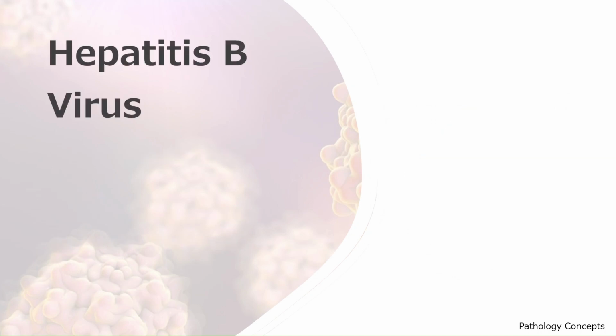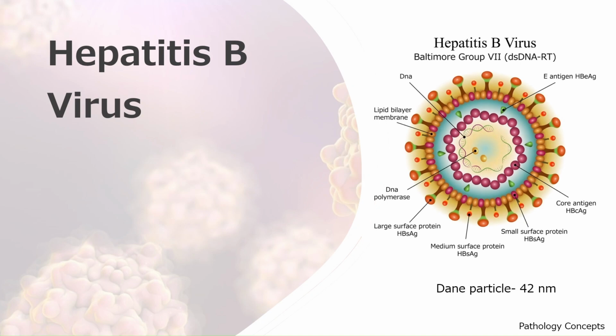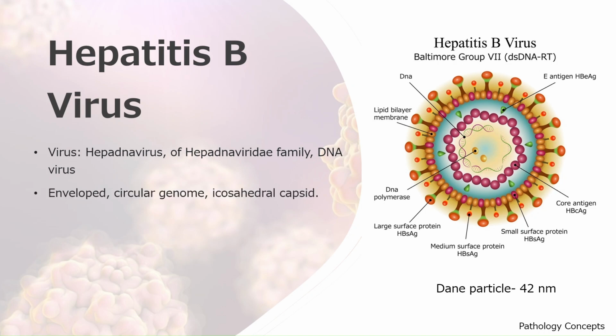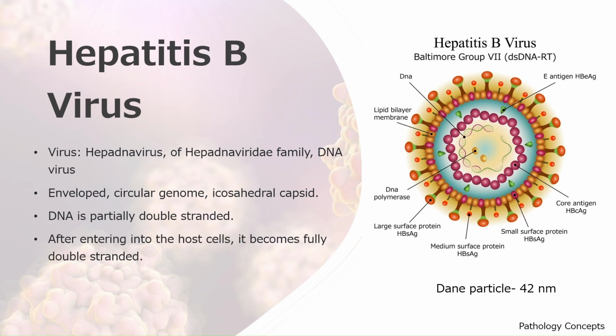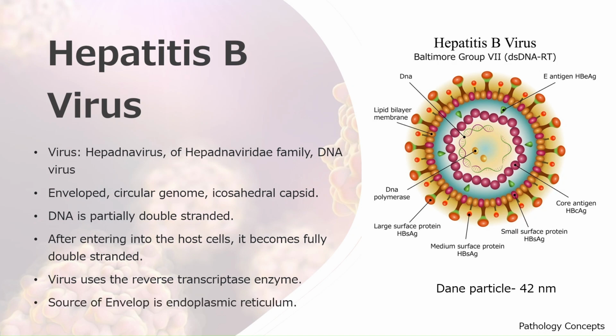Let's learn about hepatitis B virus. The virus is a hepadnavirus of the Hepadnaviridae family, a DNA virus. It is enveloped, having a circular genome. The capsid is icosahedral. The DNA of the virus is partially double-stranded. After entering the host cells, it becomes fully double-stranded. The virus uses reverse transcriptase enzyme just like HIV. The source of the envelope is the endoplasmic reticulum.